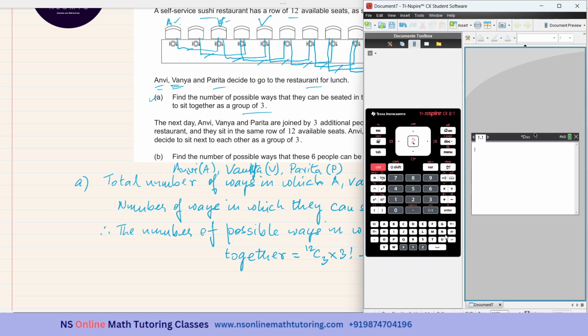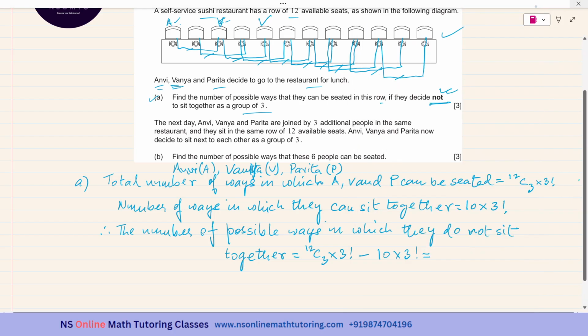It is nCr, 12, 3, times 3 factorial, minus 10 times 3 factorial. Okay, enter. 1260. 1260 ways.